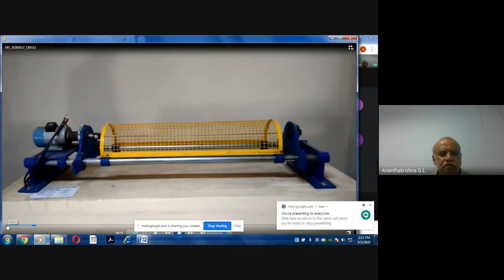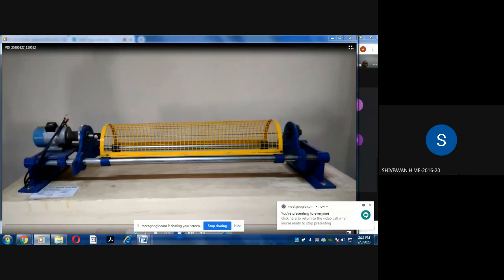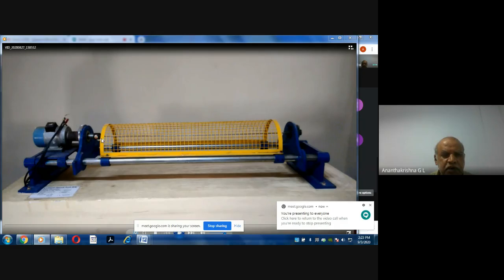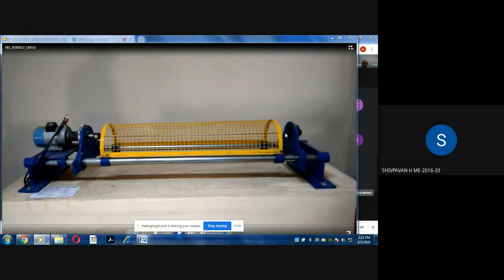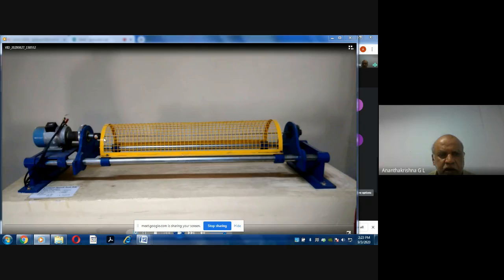Can you see the video? Yes, sir. So this is essentially the setup of critical speed. There is a shaft. Can you see the shaft on your screen? This shaft, which is of 5 mm diameter and 0.98 meter length, is mounted between two bearings, and this shaft is rotated by this motor, which is connected through a dimmerstat. By increasing the voltage through the dimmerstat, we can vary the speed of this shaft.